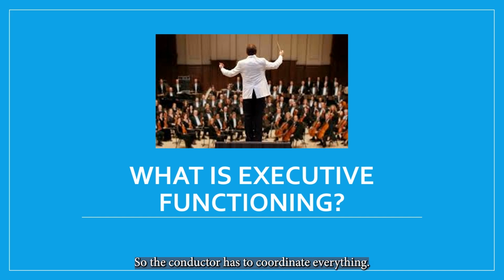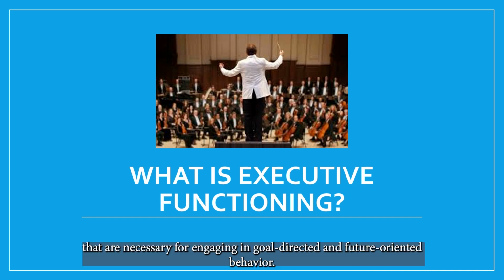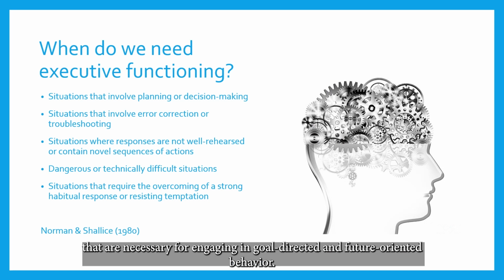The conductor has to coordinate everything. They tell the different players when to play, when to increase or decrease their volume. They make sure everyone is in tune and on time. So that conductor is basically our executive functions. The idea is that executive functions are the control and the coordination of these multiple cognitive processes that are necessary for engaging in goal-directed and future-oriented behavior.